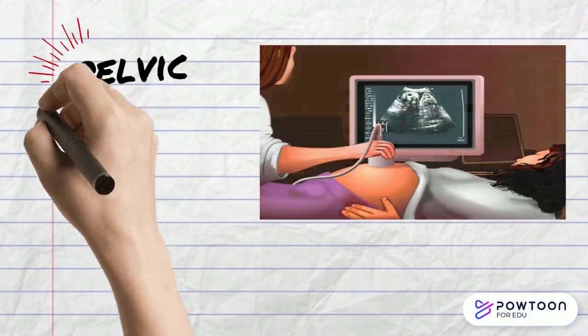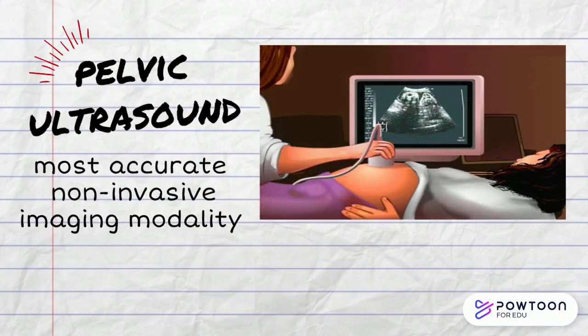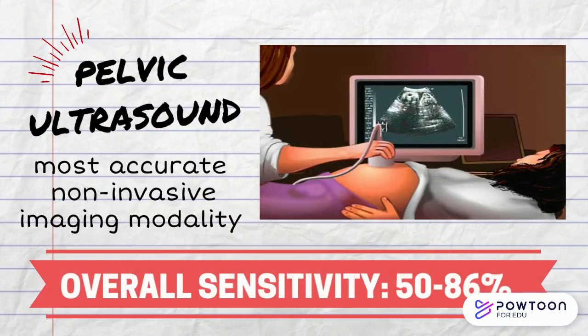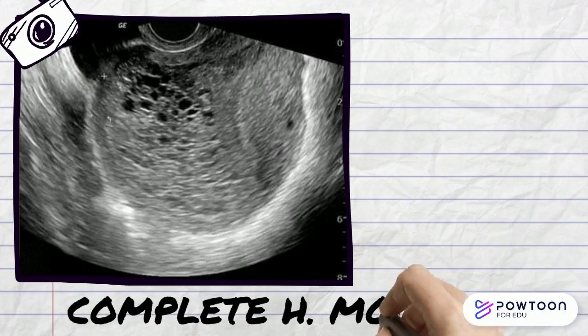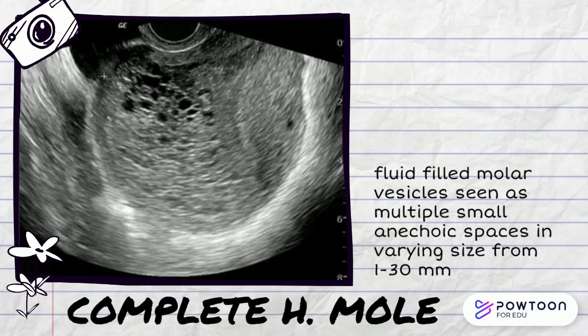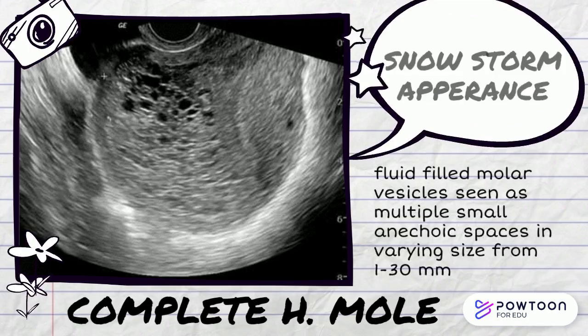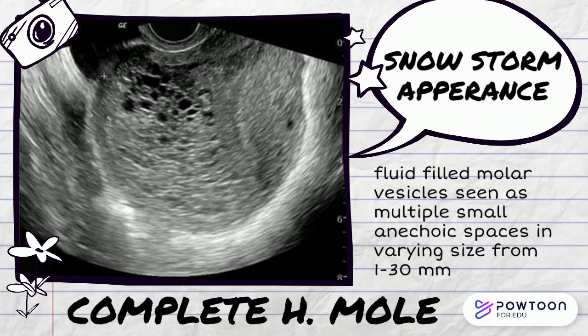Pelvic ultrasound is the most accurate non-invasive imaging modality for H-mole with an overall sensitivity of 50 to 86%. Complete moles are diagnosed more accurately with increasing gestational age. Approximately 80% are diagnosed during the second trimester when the hydropic villus change occurs, giving us the fluid-filled molar vesicles seen as multiple small anechoic spaces, the classic snowstorm-like appearance.